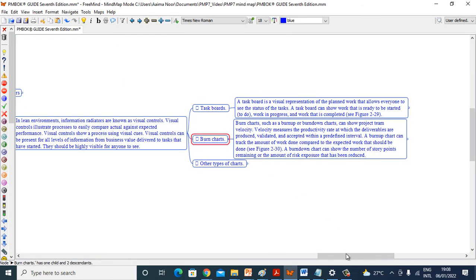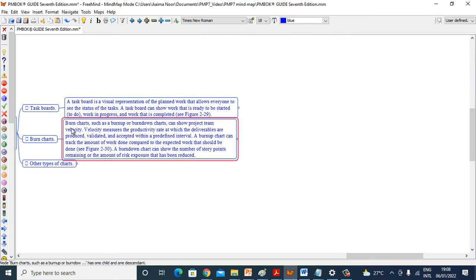Burn charts. Burn charts such as burn up or burn down charts can show project team velocity. Velocity measures the productivity rate at which the deliverables are produced, validated, and accepted within a predefined interval. A burn up chart can track the amount of work done compared to the expected work that should be done. See figure 2-30. A burn down chart can show the number of story points remaining or the amount of risk exposure that has been reduced.